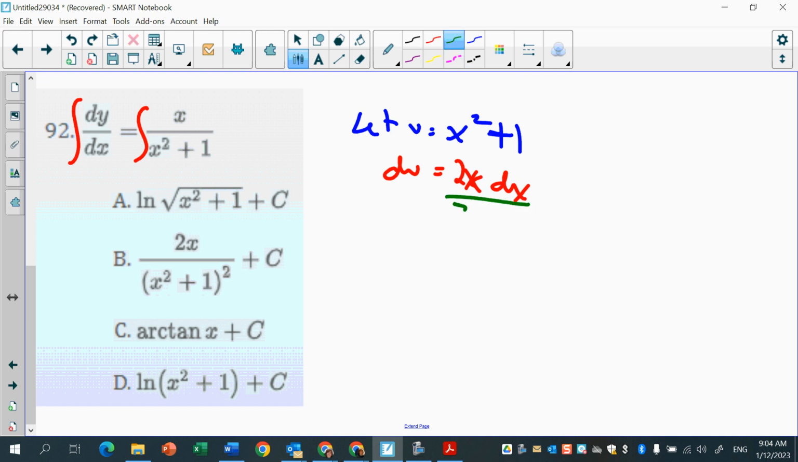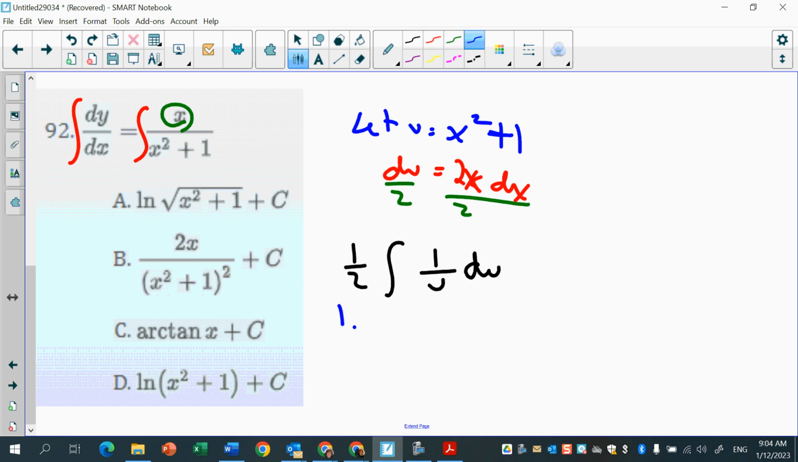A lot of you may have thought for this one that it was inverse tangent. I noticed that that's an answer choice. The issue is this x on top. If this x on top wasn't there, it would be inverse tangent. It would be arctangent. But that x on top makes it not that. So I'm going to have a 1/2 on the outside. I'm going to have 1 over u du.